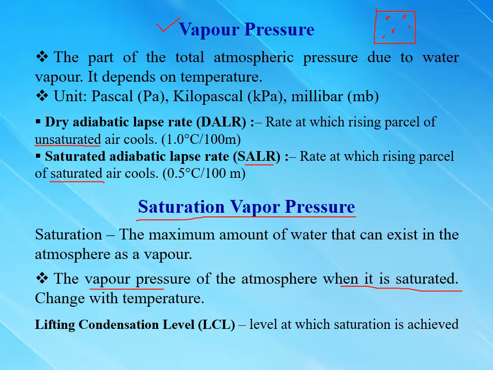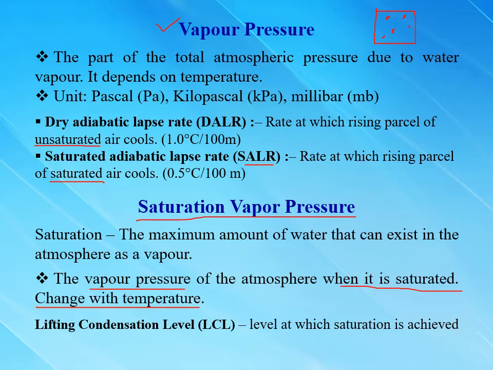Now, the saturation vapor pressure can also change with temperature, because with temperature, the saturated condition of the given amount of atmosphere will become unsaturated. So at that time, we cannot call it saturation vapor pressure, because the air, with changing temperature, changes its condition from saturated to unsaturated.